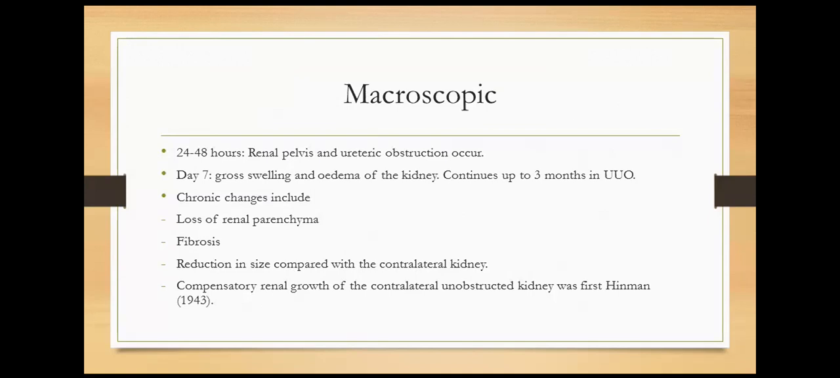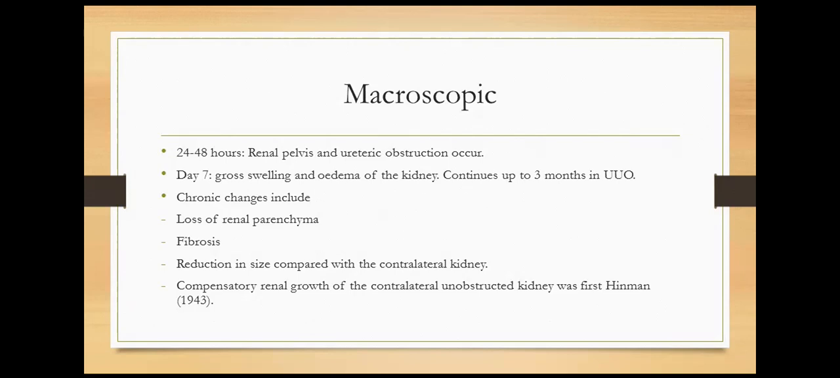One can diagnose it with imaging, and we'll see a dilated kidney. By day 7, the gross swelling and the edema of the kidney continues, and if unabated in these rodents, we certainly see that it continues up to 3 months. Then chronic changes start to take effect, in that you now get markers of chronic inflammatory changes, loss of parenchyma, and fibrosis owing to infiltration of extracellular matrix, with loss of breakdown of it, and then the build up.